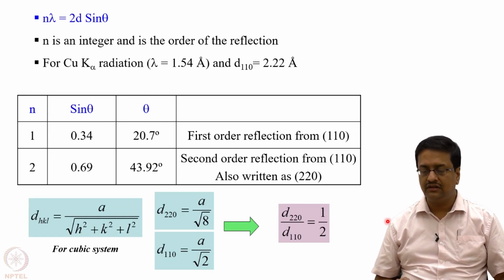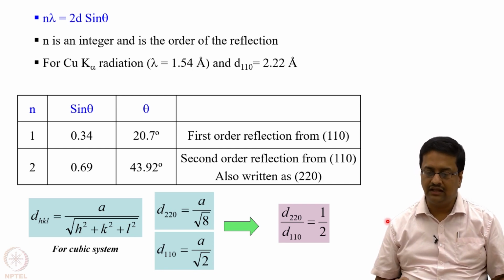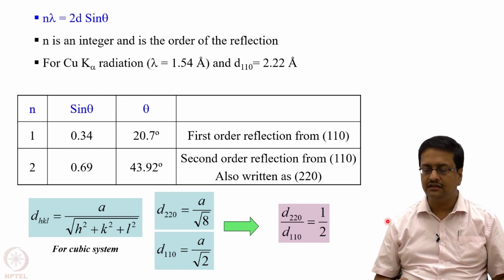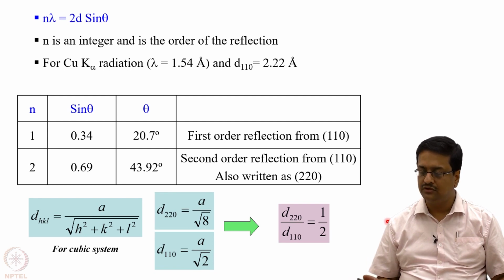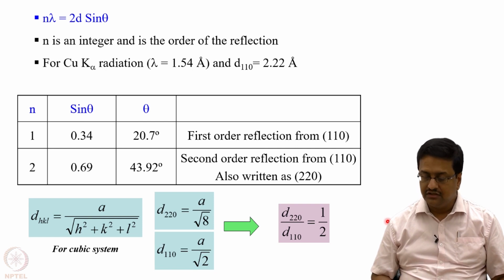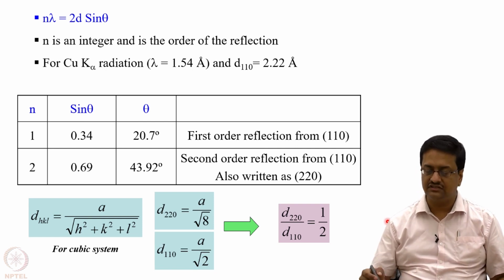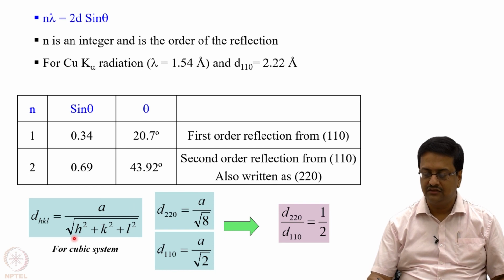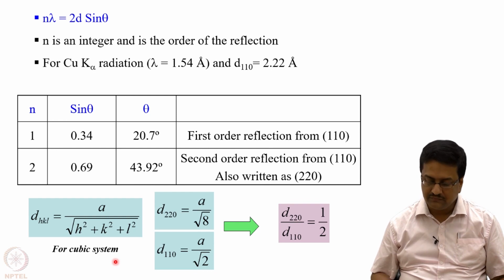As you know, we will not spend too much time on this. We have Bragg's law, n lambda equals 2d sin theta, where n is an integer and it is the order of reflection. For copper K alpha radiation, suppose the d110 for a particular lattice is 2.2, we can calculate the corresponding lattice parameters using this formula, d_hkl equals a by square root of h square plus k square plus l square for cubic systems and so on.